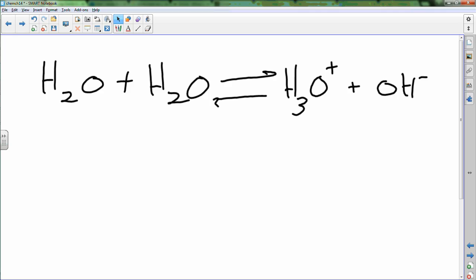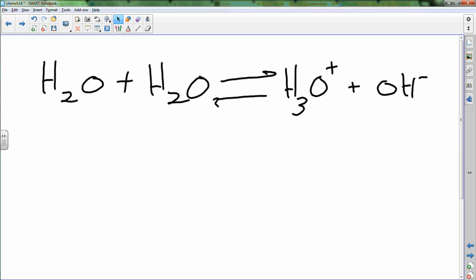Okay, if you take a pure sample of water, there's going to be a few water molecules that will actually interact with each other. It doesn't happen very often, but when you have hundreds of trillions of different atoms in there, every once in a while, one water molecule will steal hydrogen from another water molecule. You'll get a hydronium ion and a hydroxide ion. Water is not water anymore. Water is not pure H2O.